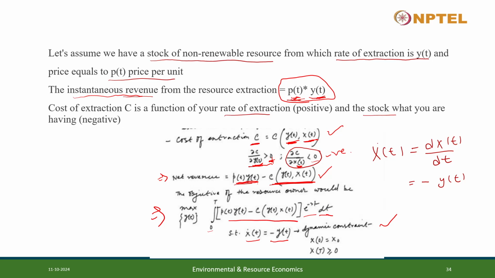Now your constraint will be the dynamic constraint. In this case, the change in stock will be equal to the negative of the rate of extraction. So the more you extract, the lesser the stock will be. The stock will decrease with the rate of extraction, and your objective is to maximize the net revenue. Net revenue is revenue minus cost of extraction.